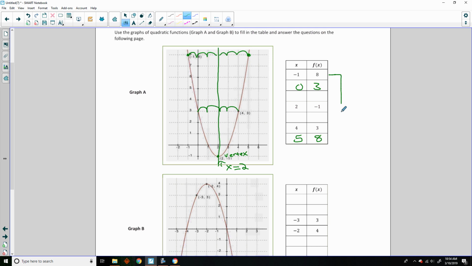Okay, so we have a y value of 8, and a y value of 3. This is our vertex. So what other point do we have in between? And I see that we're looking for integer values, by the way. So there's the point (1, 0). So that's going to go here. (-1, 0), (1, 0).